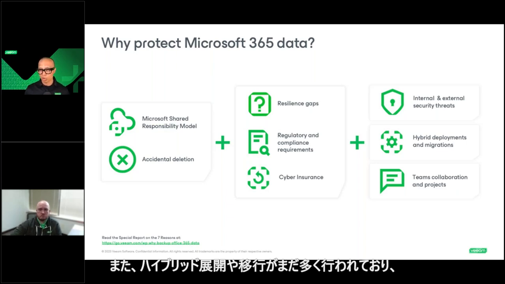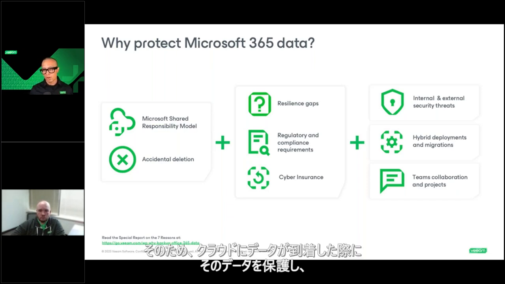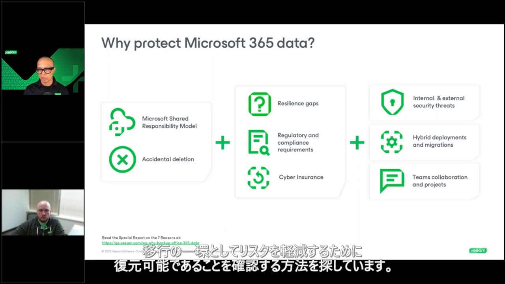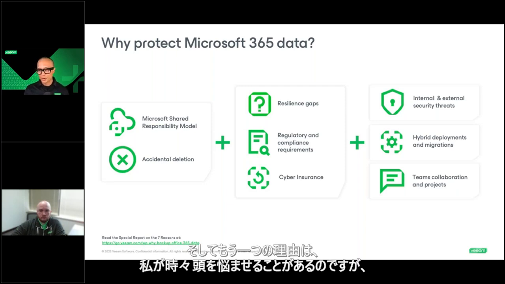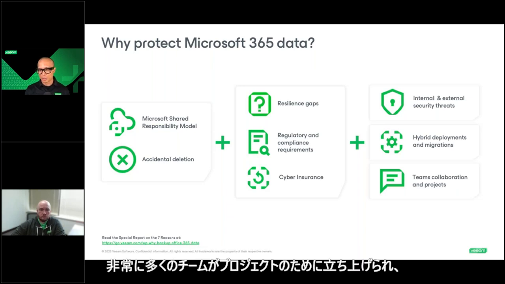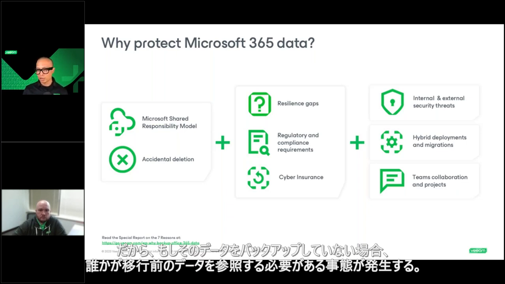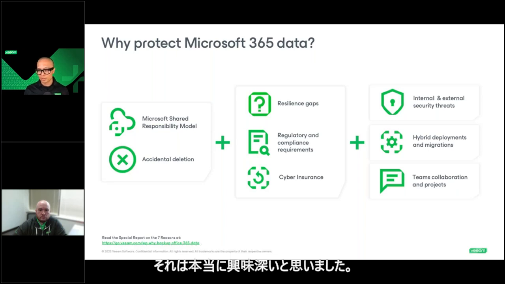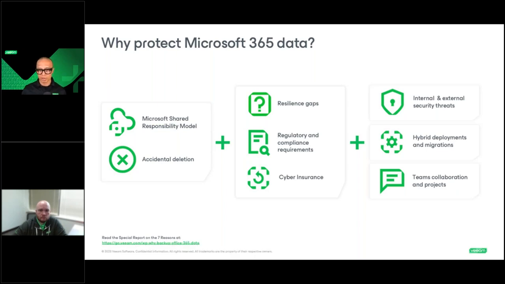And there's still a lot of hybrid deployments and migrations going on as customers are moving from on-premises services like Exchange and SharePoint into Microsoft 365. So they're looking for a way to protect that data as it lands in the cloud and make sure that it's recoverable to reduce the risk as part of that migration. And then another reason, which I scratch my head about sometimes, but it's very true, is a lot of teams are spun up for projects and quickly spun down as soon as projects complete. So if you're not backing that data up and someone needs to refer to it, I just thought it was really interesting. It was thrown into that report that we have listed at the bottom of the slide here.